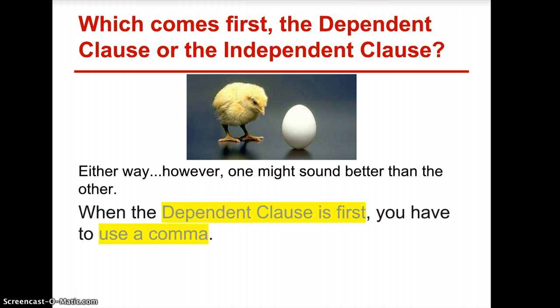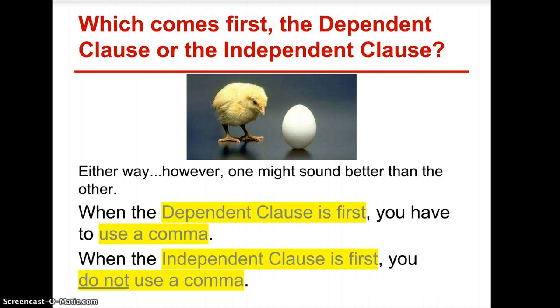However, when the dependent clause is first, you have to use a comma. So some of you are a little shy when using commas, or some of you like to put commas everywhere. With complex sentences, there are rules that you have to follow. So you need to know that if dependent is first, a comma must be used. If the independent clause is first, there is no comma. So we're going to kind of practice that in the next couple of slides.